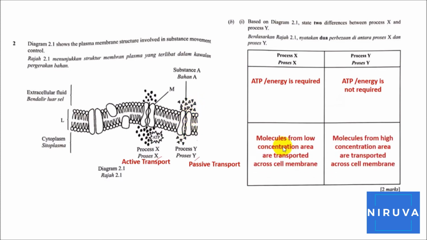And then number 2, the molecules from a low concentration area at the extracellular environment are transported across the cell membrane into the cell. While in process Y, the molecules from a high concentration area are transported across the cell membrane into the cell.